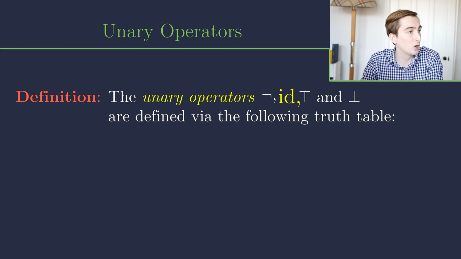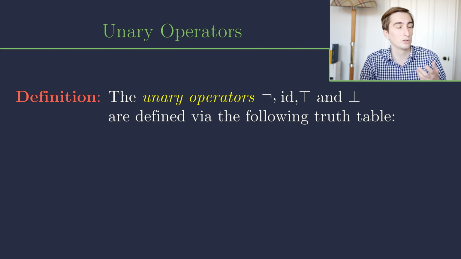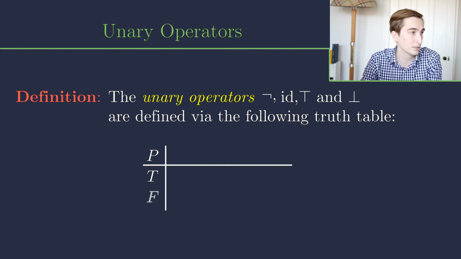We have this id operator, which we call the identity operator. Again, we'll see why that's called that. This T here stands for the tautology operator, and the final operator that we have here, which is this upside down T, is called the contradiction operator. And again, we'll explain the origin of all of these things in a minute.